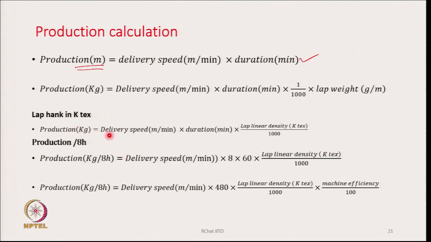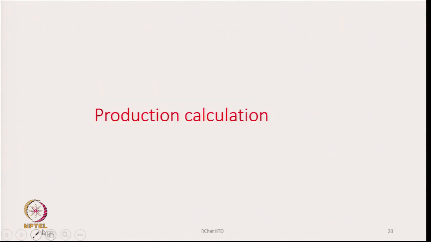In that case, production in kg is going to be delivery speed into duration, lap linear density by 1000. If I want per 8 hour, 8 hours means 8 into 60, that is duration is 480 minutes. Lap linear density in kilotex is given by 1000. Kilotex basically means gram per meter.